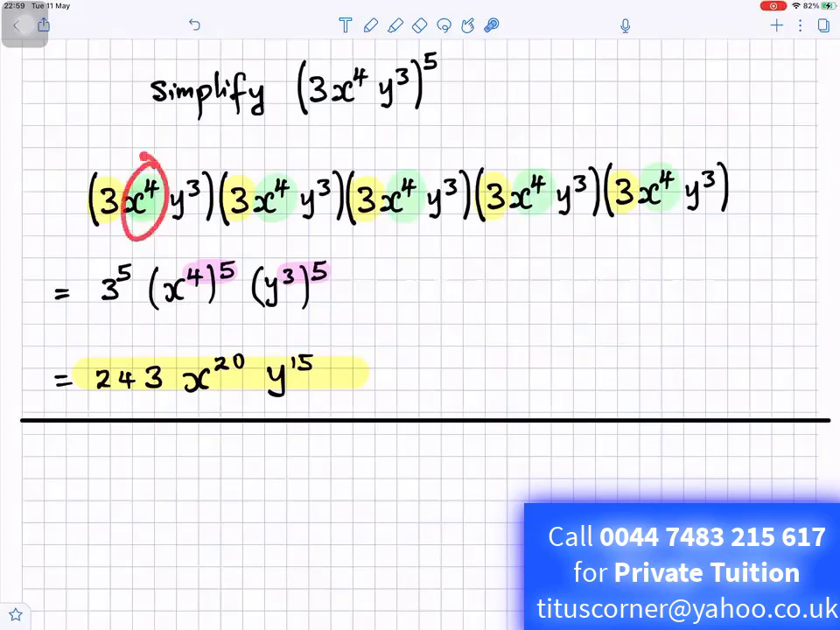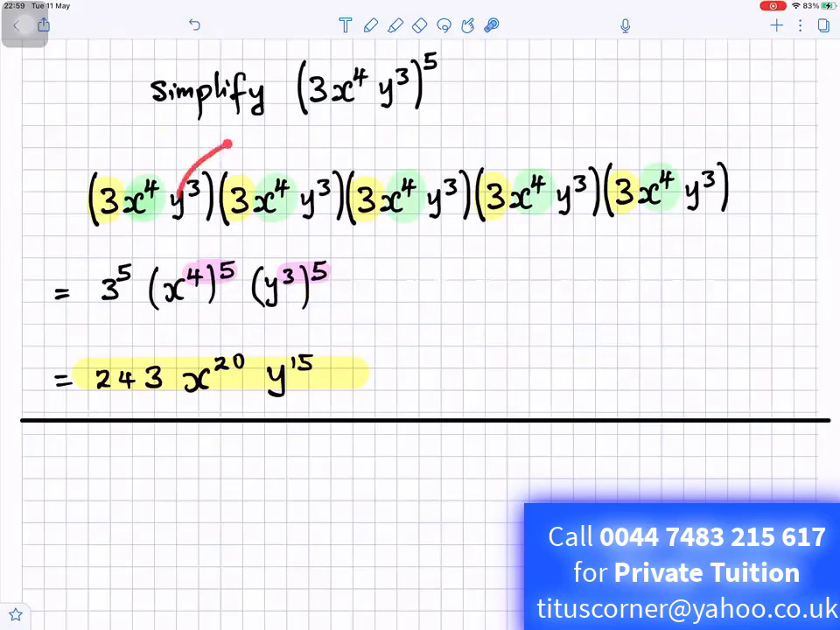X to the power 4, written 5 times. So x to the power 4 times 5. So the 4 times 5 is 20. So it becomes x to the power 20.